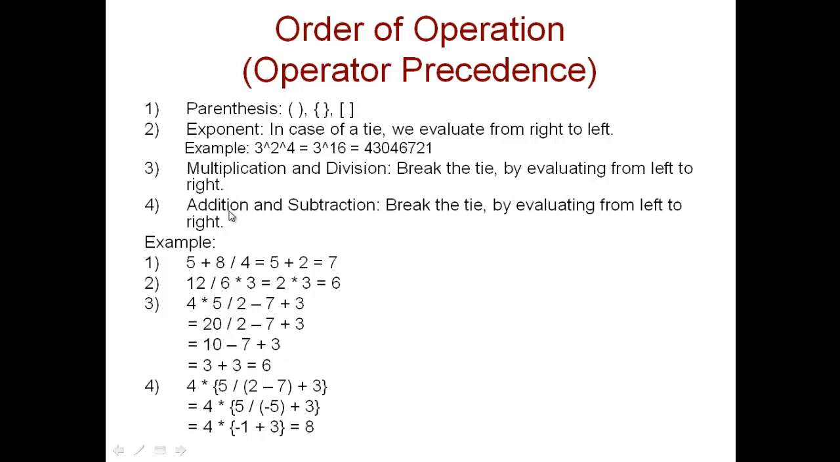Now when you have addition and subtraction only, both have equal precedence, so we break the tie by evaluating from left to right. We first do 10 minus 7, which is 3, then plus 3, which is 6. So this is how this expression is going to be evaluated.